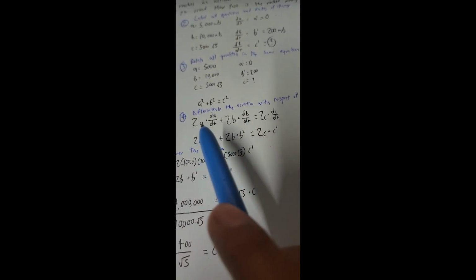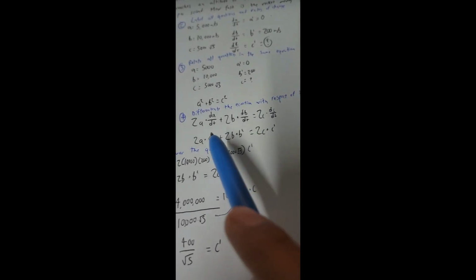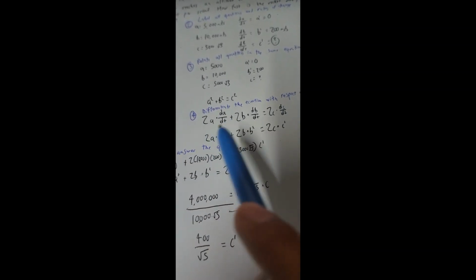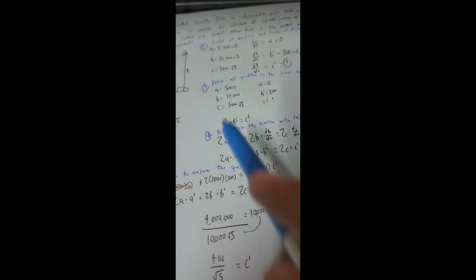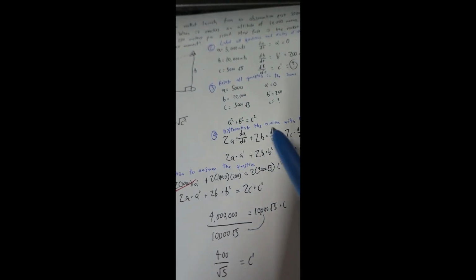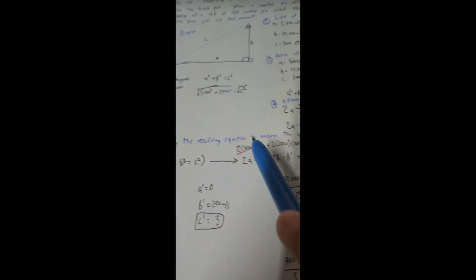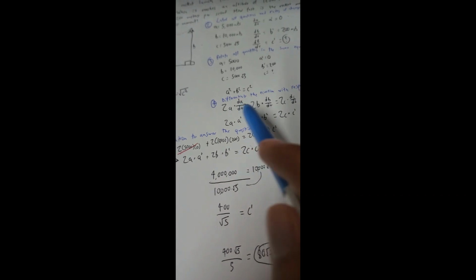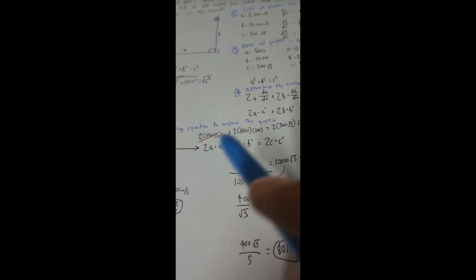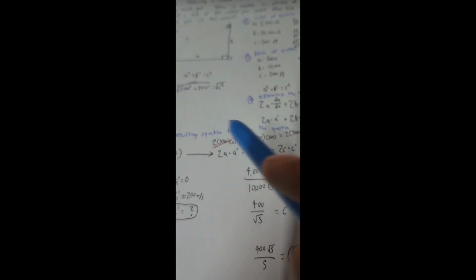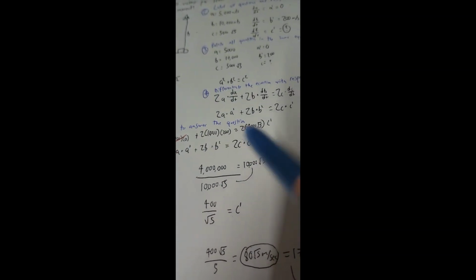Number 4: differentiate the equation with respect to time. We have it right here, and we make this easy. Now number 5 and final: use the resulting equation to answer the question. We put everything we have right here. We need c prime, so we only substitute. This is obviously 0. We make this equation and the answer is here.